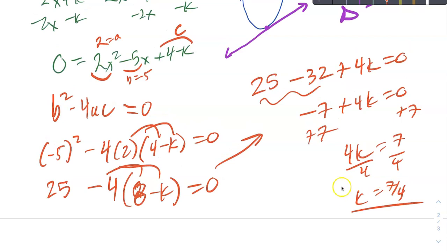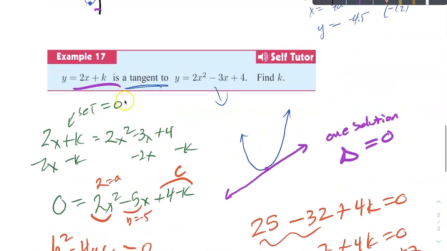So remember, what does that mean? That means when k equals 7/4, this line and this graph hit each other at one spot. Since they hit each other at one spot, we call them tangent to each other. And we know that the discriminant equals 0 because there's only one solution. If they hit each other at two spots, the discriminant would be greater than 0. If they didn't cross each other at all, the discriminant would be less than 0. That's how you solve it.